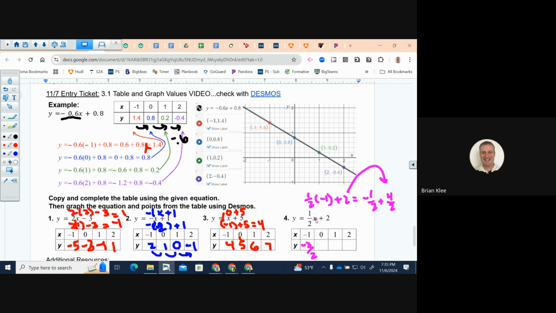If I put a 0 in, 0 times 1/2 is 0, plus 2 is 2, also known as 4/2. What happens if I put a 1 in? Clean it up a little bit. Let's put that 1 in and that 2 in. Kind of see where we're at.